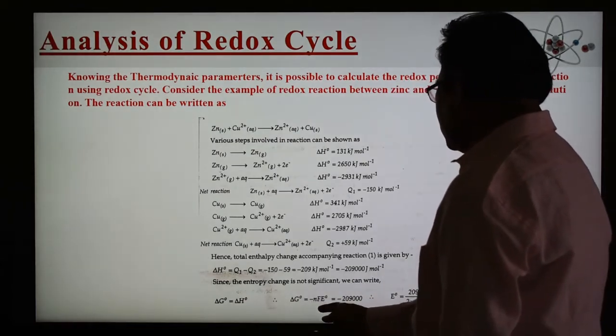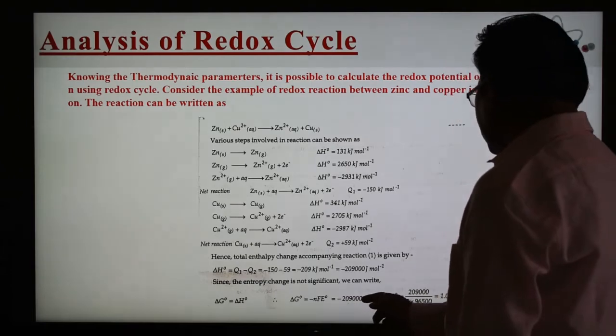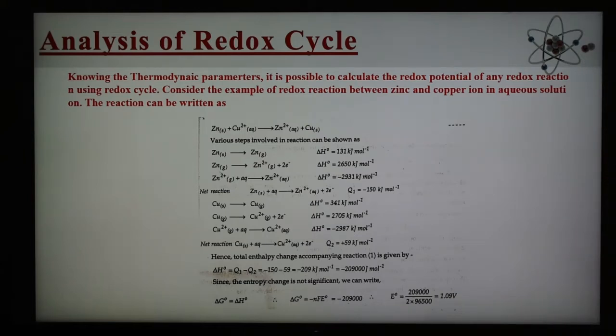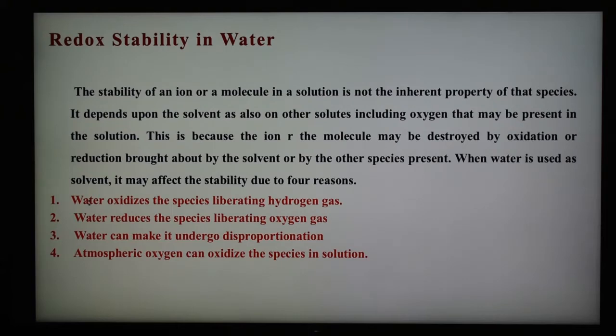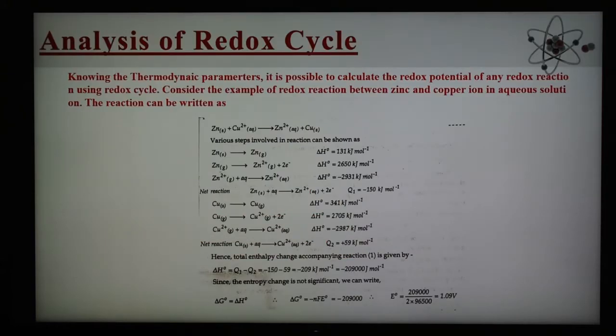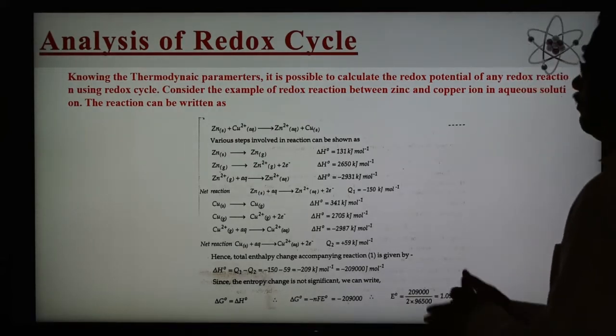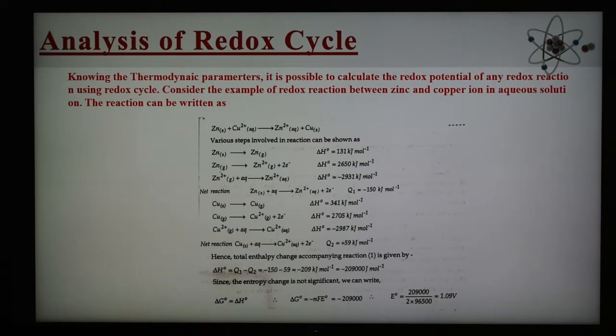So delta G0 equals minus nFE0. Putting the values here, E0 equals 209000 divided by nF, and the value comes to 1.09 volt. This is the value for this redox reaction. This E0 equals 1.09 volt is a calculated value, and in this case the experimental value is 1.10 volt, which is very close to the calculated value. The calculated value for this redox couple is 1.09 and the actual value is 1.10. Both values are very close.